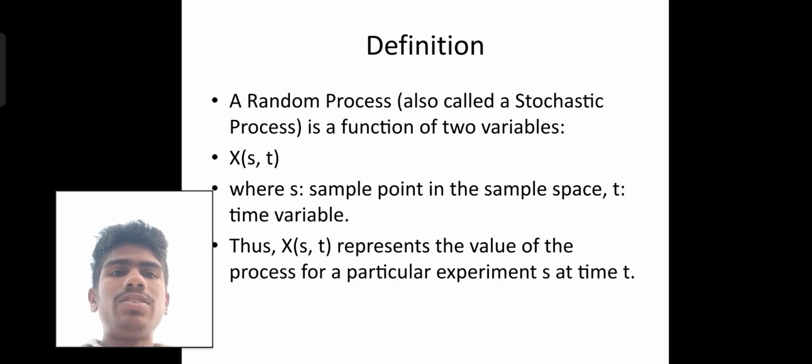The definition of a random process. A random process, also called a stochastic process, is a function of two variables, X of s comma t, where s is a sample point in the sample space and t is the time variable. Thus, X of s comma t represents the value of the process for a particular experiment s at a time t.